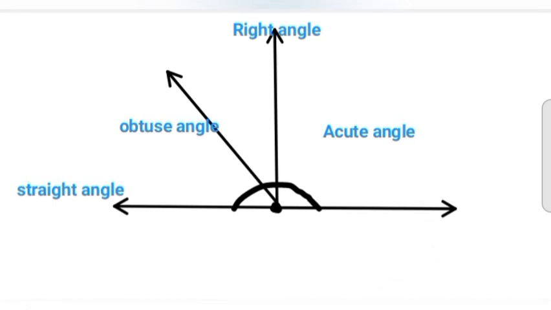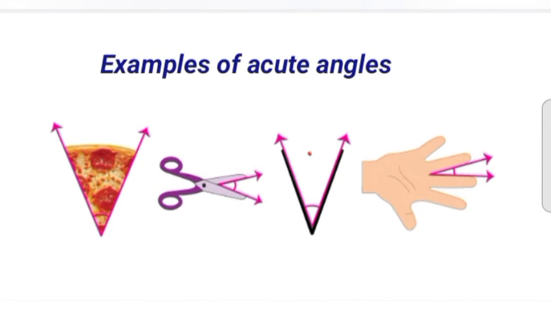So in this module, we have learned how to identify the angles. Let me give some examples for you to identify the angles. Just you can observe this example. In between the fingers, it creates an acute angle. This is an acute angle. And V, the alphabet V, it gives an acute angle. Scissor, it gives an acute angle. And here it's a piece of cake. It gives an acute angle.